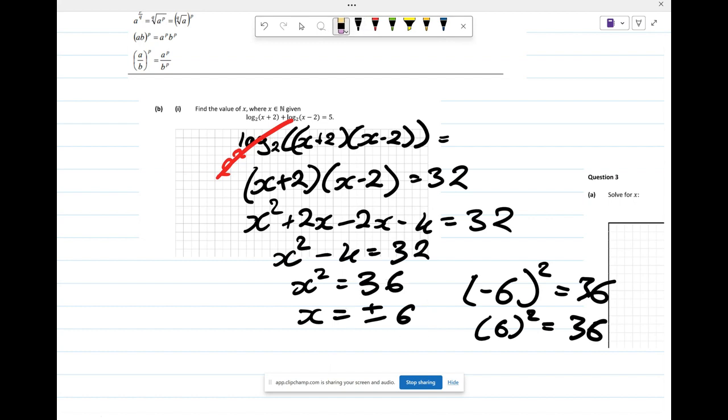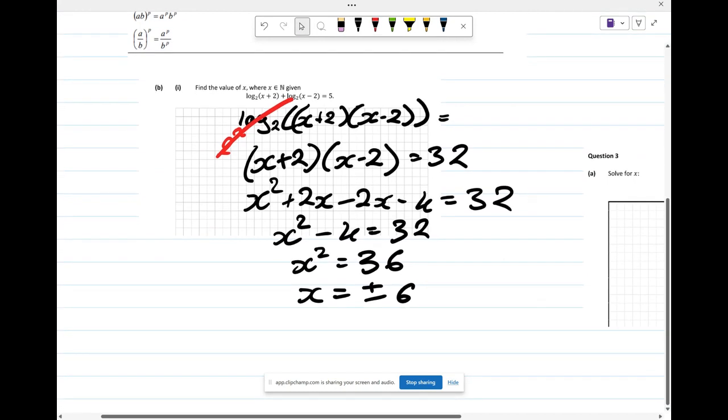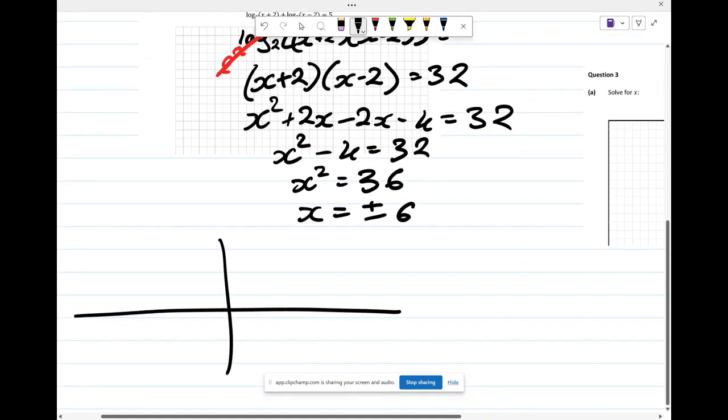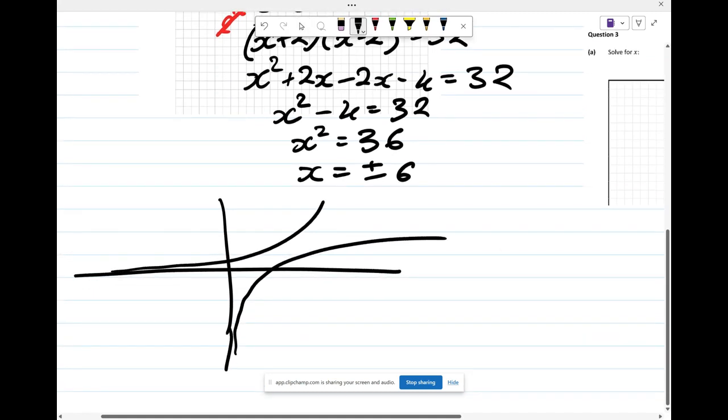And which one are we going to... We'll have to get rid of one. And the reason we're going to have to get rid of one is because logs don't work with negative numbers. Remember this picture I showed you here? So if this was e to the power of x and this was log e x, like that, these are your x values.